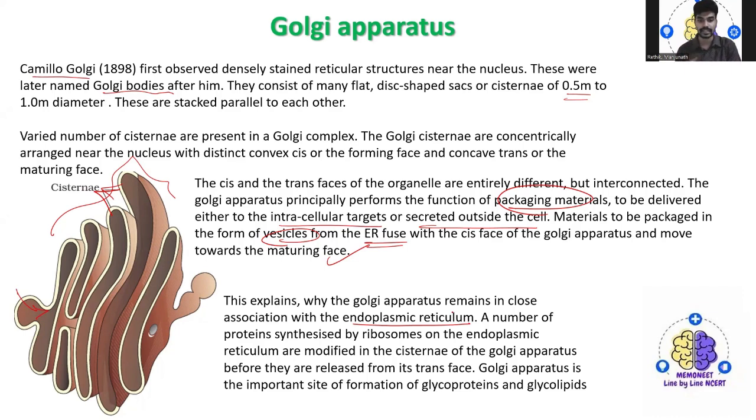So a number of proteins synthesized by the ribosomes on the endoplasmic reticulum are modified in the cisternae of the Golgi apparatus before they are released from the trans phase. Okay. That means if there is anything that needs to be rectified, the proteins will be modified there before release. The Golgi apparatus is an important site for the formation of two things: glycoproteins and glycolipids. Clear?